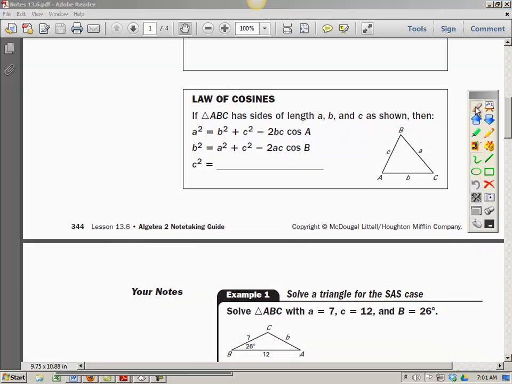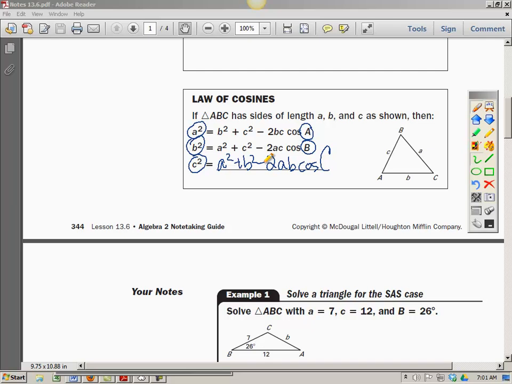Now, the law of cosines is written three different ways. Basically, it's a squared equals b squared plus c squared minus 2bc times the cosine of A. Now, the important thing that you have to understand here is if we have angle A, then side A goes over here by itself, all right? And then again, same thing, if we have side B, then we're taking the cosine of angle B, and if I have side C, then this is 2 times the other two sides, which in this case would be A times B, sorry, times the cosine of angle C. And then in front of this would just be A squared plus B squared.